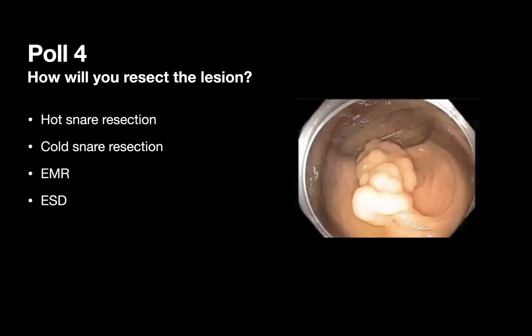Hot snare, cold snare, EMR, or ESD? Oh, don't you start with a cold snare in the morning like this. You know, it's important to give all the options, right? You want to make sure that you are on both sides of the aisle.